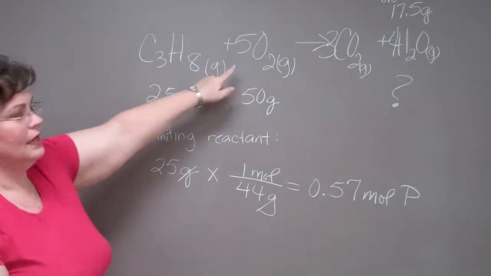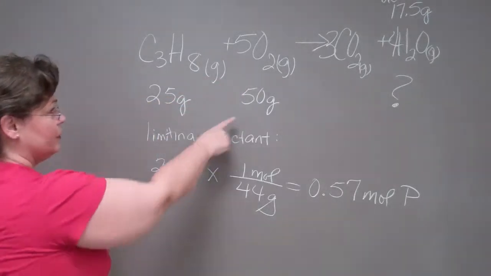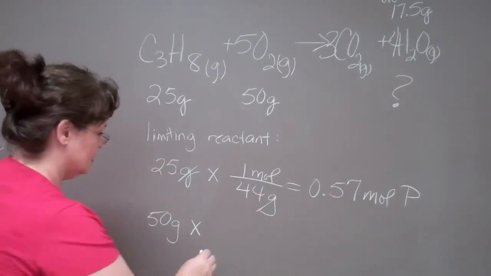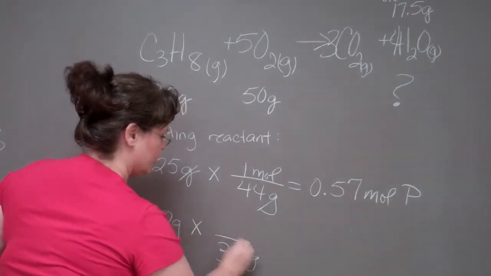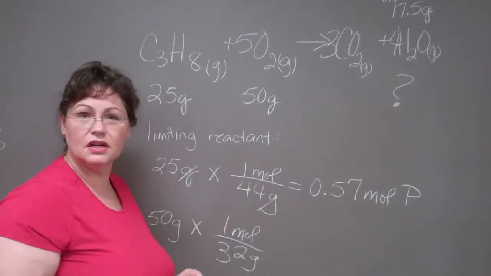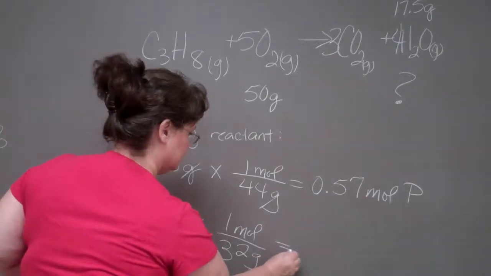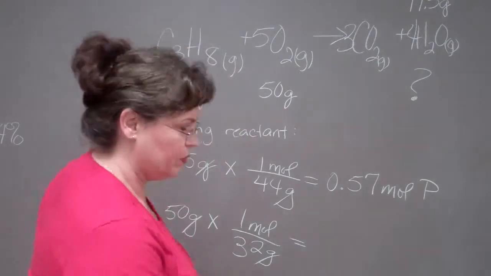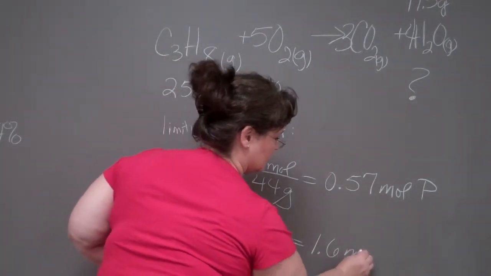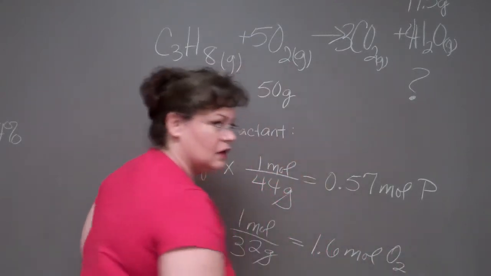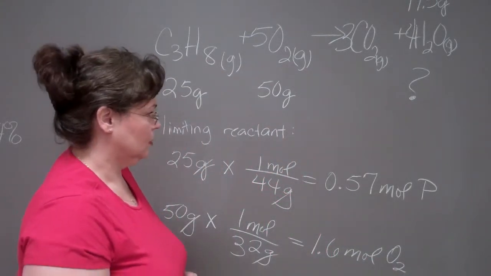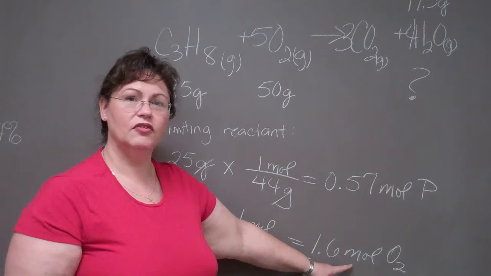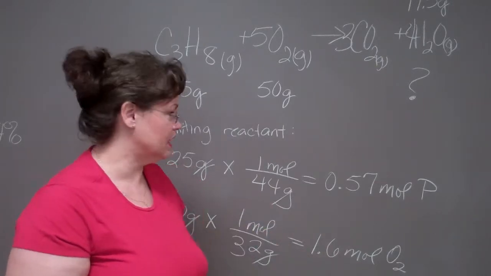Now we need to know how many moles of oxygen we have with our 50 grams. Oxygen is 32 grams per mole, because oxygen is a diatomic molecule, O2. And we get 1.6 moles of oxygen. At this point, we have the molar amount of both of our reagents that we're using in this reaction.